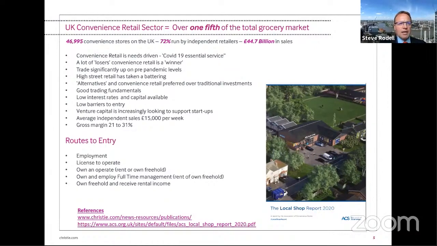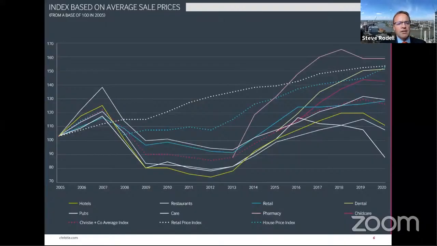So enough about retail and the wider market from that perspective. Just in terms of pricing, this index is a Christie & Co index of all businesses we sell. And this goes back to 2005. In fact, we keep the records back to, I think, 1986. But relevant for the last sort of 20 years or so, we've got a graph that looks very typical in the UK for many industries and many economic indicators.